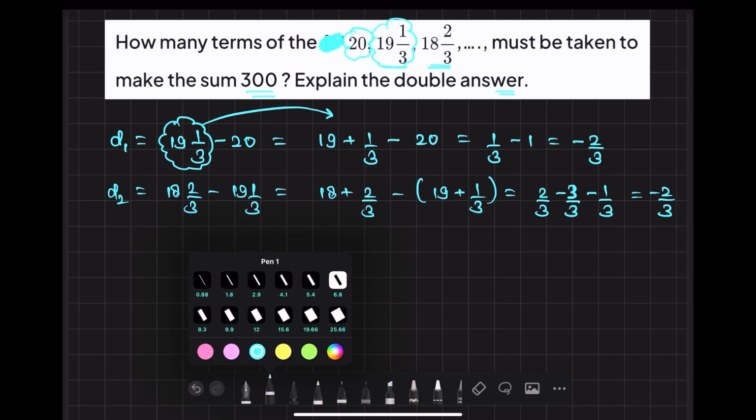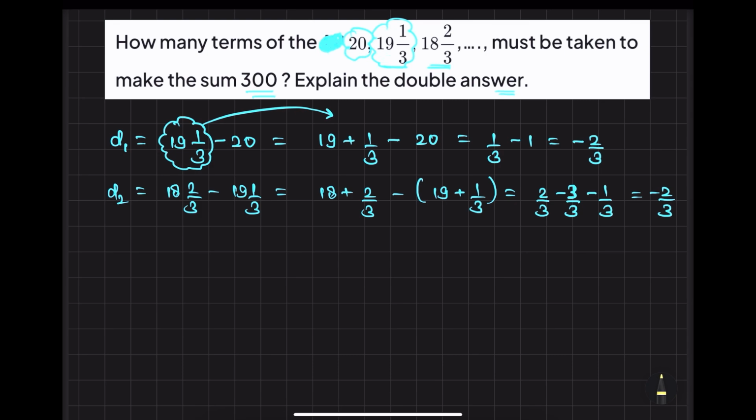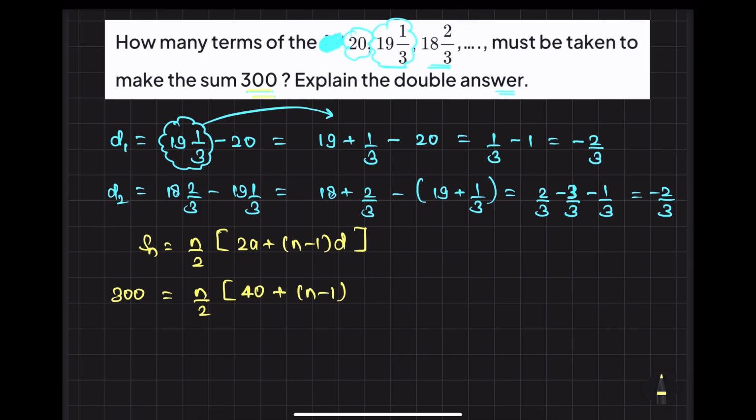Suppose that it is an AP, so we can apply the formula for Sn. You know that Sn equals n by 2 into 2a plus n minus 1 times d. As you know that the sum of n terms is 300, we write 300 equals n by 2, and the first term is known, first term is 20, so it will become 40 plus n minus 1, and the common difference is minus 2 by 3. Now you can simplify things.